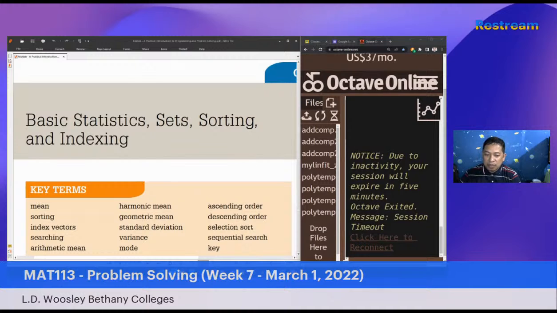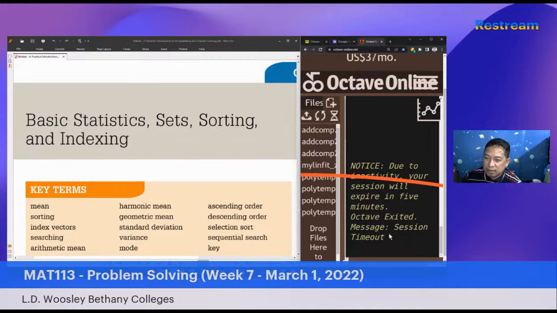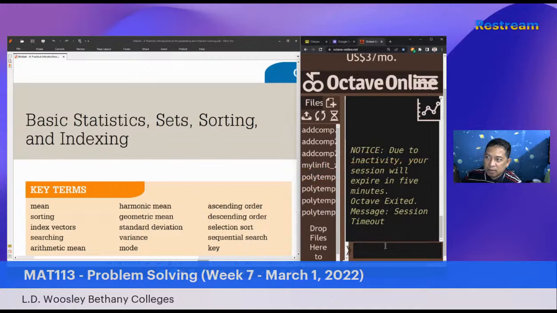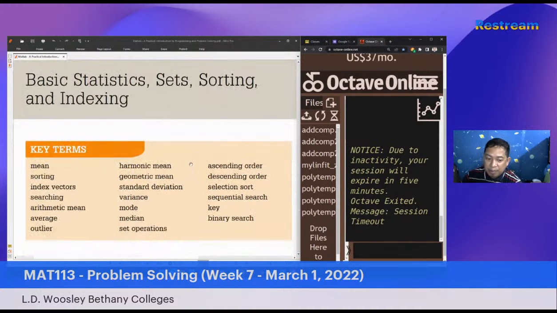Okay, we're continuing here. This is a brand new session. This is regarding statistics, so we'll be dealing with some of the key terms here. Though I will not be detailed with the analysis, but rather in its application to the Octave software. So, yun po ang pagtutuunan natin.